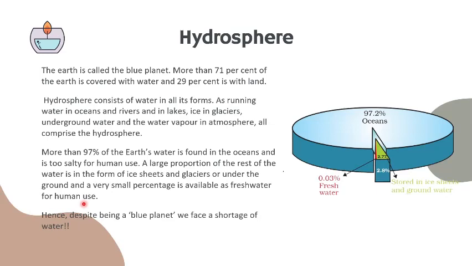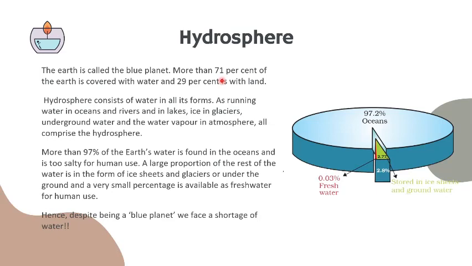More than 97% of the earth's water is found in the oceans and is too salty for human use. That is how you understand why there is a shortage of water. Even if 71% of the earth is covered with water, if we take that 71% as 100%, 97.2% to be more precise cannot be used, and only 2.77% can be used. But still you will understand that there is a smaller portion of it.